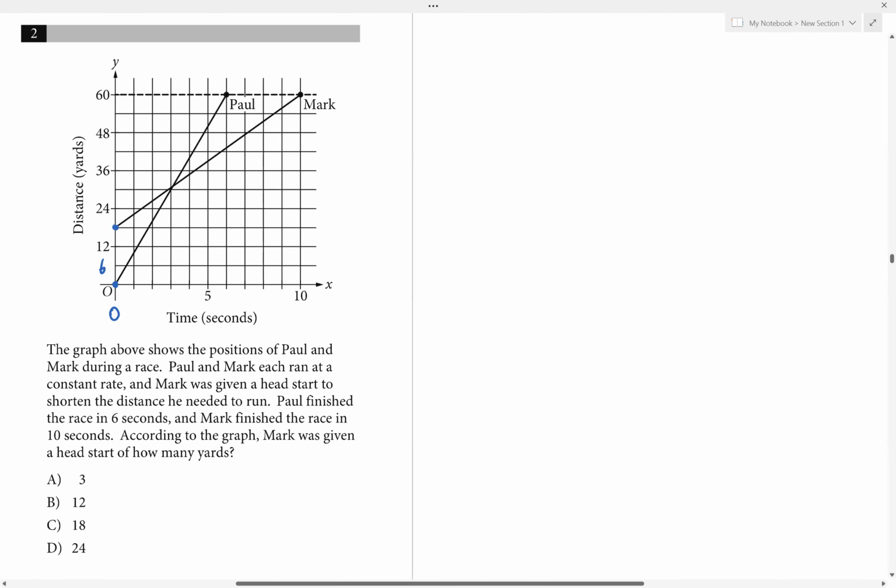So after that, we go 12 plus 6, which is 18, and 18 plus 6 is 24, and so on and so forth. At this point is where the head start is for Mark, and that's how many yards? Well, that should be the y-intercept at this point, which is 18. So Mark had a head start of 18 yards, which is answer choice C for question 2.